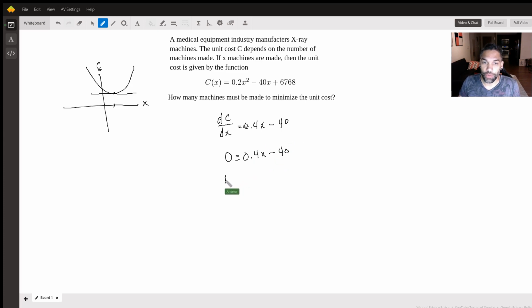So we add 40 to both sides. We get 40 is equal to 0.4x. Divide both sides by 0.4, and we get that x is equal to 100. In other words, this company has to make 100 machines in order to minimize the unit cost. In other words, this value right here is 100.